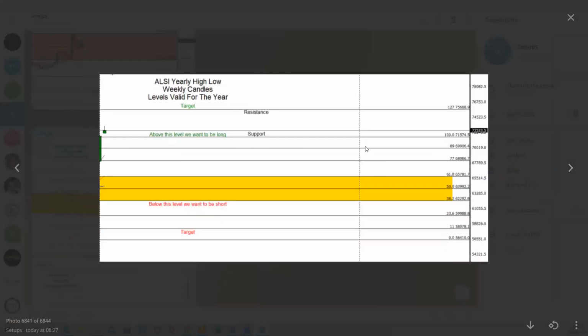On the Aussie yearly high low, currently between levels of 100 and 127. Looking at moving averages, 8 is above 21, above 50. That's indicating trend is up. So with that, we are still aiming for that 127 target level.